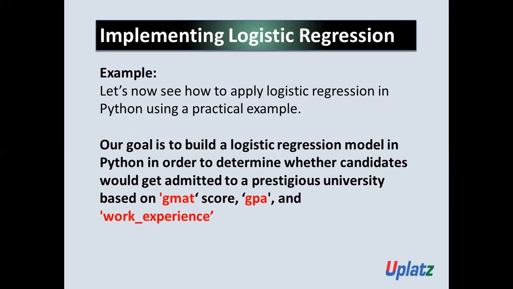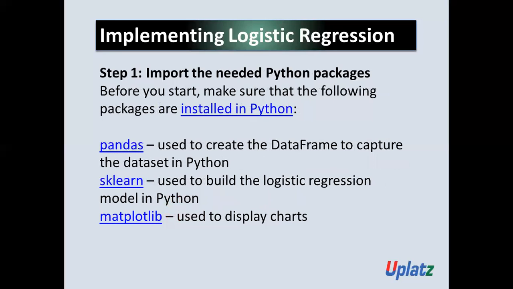So before we start building the logistic regression, it is important for us to understand the problem. So what is our problem? Here, our goal is to build a logistic regression model in order to determine whether the candidates will get admitted to the prestigious university based on the GMAT score, GPA, and work experience. Got the point? Yes. So now let's start. I hope you are clear with the question, our goal. So let's start with step 1.